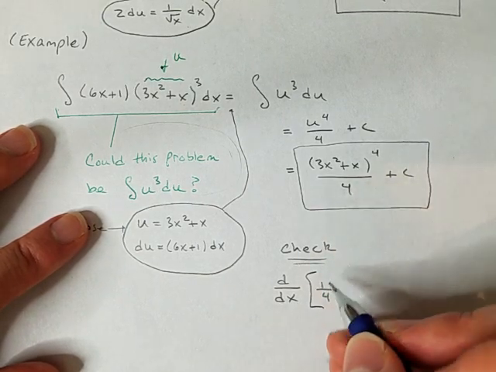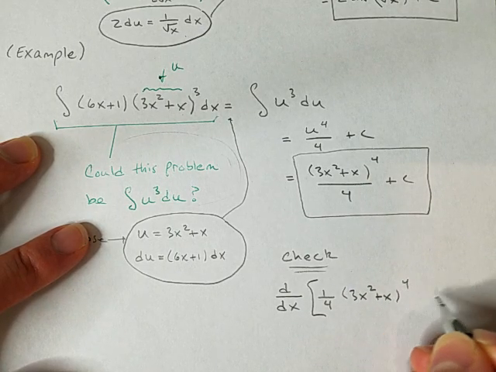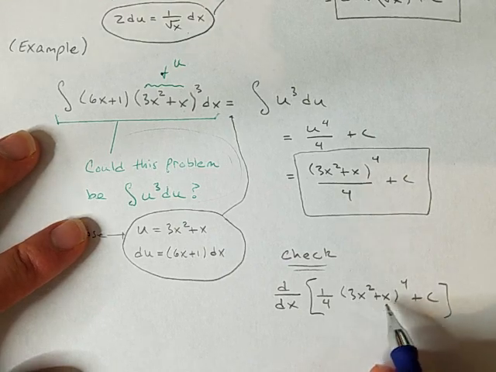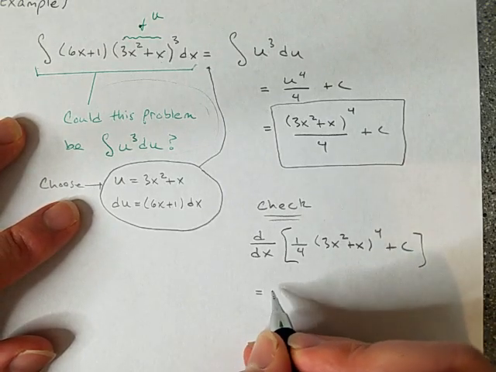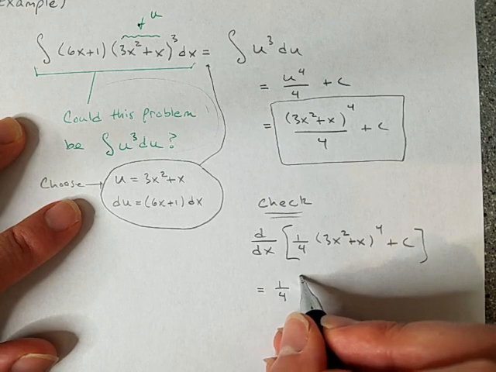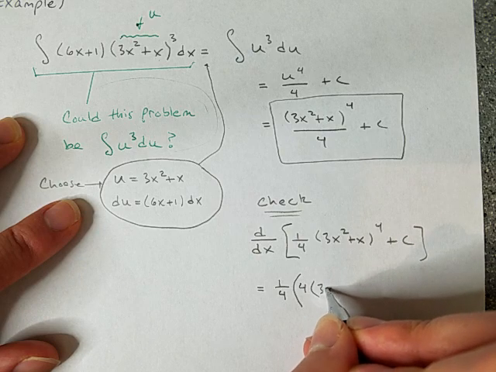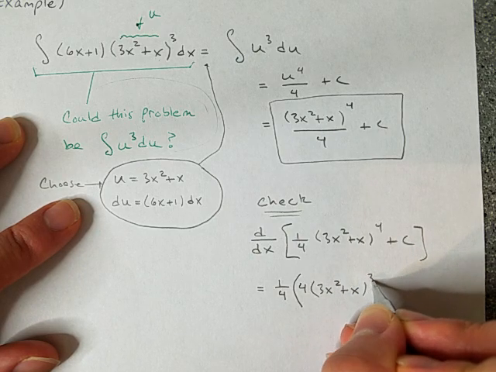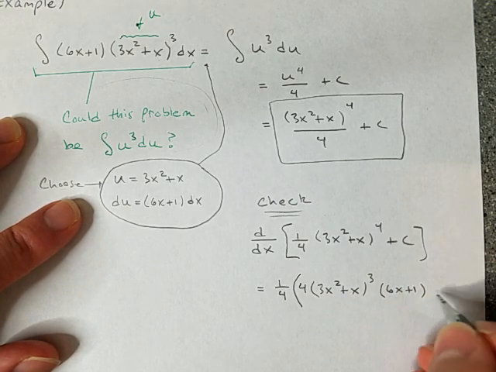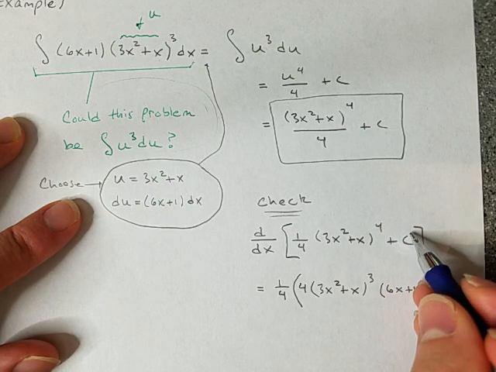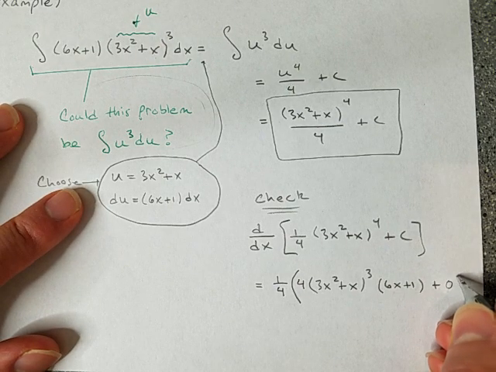That 4 right there is a constant of 1/4 times 3x squared plus x to the fourth power plus c. If I take the derivative of that, what do I get? Do I get this? Let's see. That constant of 1/4 gets carried. Then 3x squared plus x to the fourth power: the derivative of that is 4 times 3x squared plus x to the third power, then times 6x plus 1. Then plus, carry the plus down. What's the derivative of that c? That constant of integration is just some unspecified constant, so that would be 0.